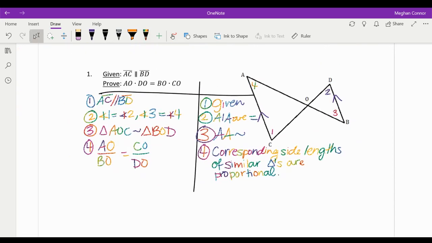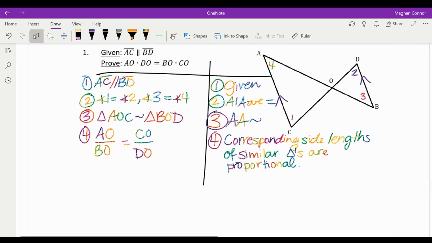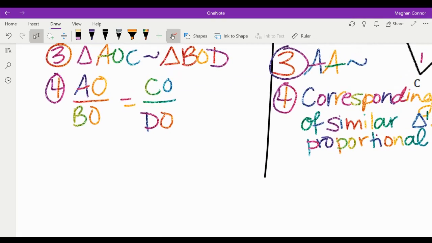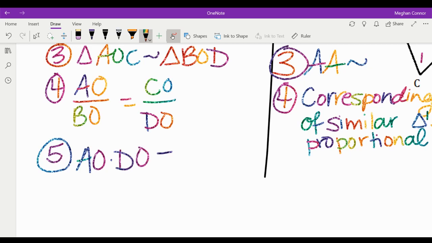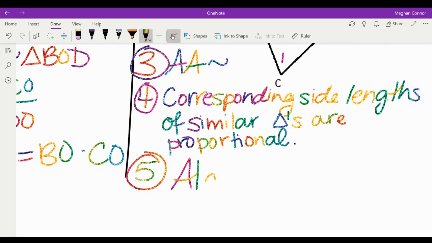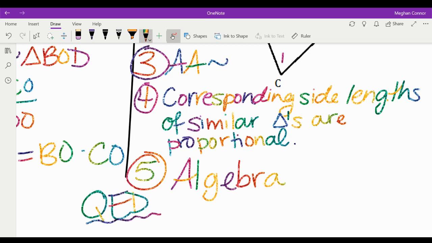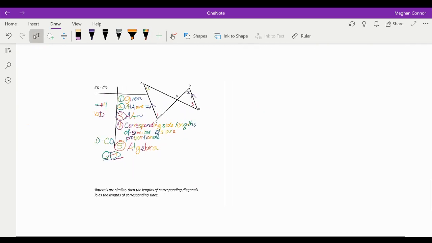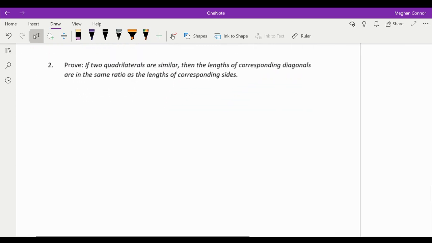Hopefully now you can see that if I multiply both sides by DO and I multiply both sides by BO, I would get my final statement: AO times DO equals BO times CO. And that's what we'll just call algebra. QED. Last proof for the day.